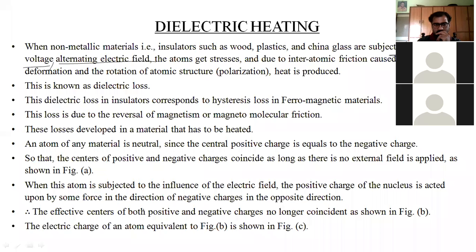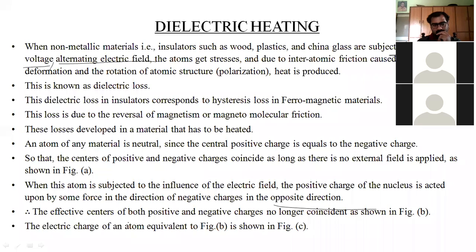The same thing I have written here. When the atom is subjected to the influence of an electric field, the positive charge of the nucleus is acted upon by some force. Here we are going to supply the electric field. Then some force acts upon the positive charges and negative charges, and the directions of these forces are opposite. The same thing I have explained.